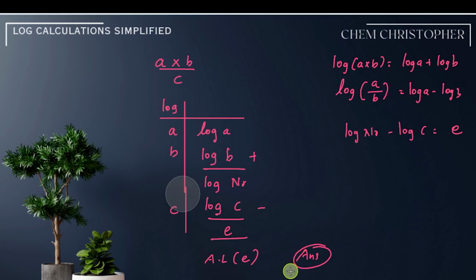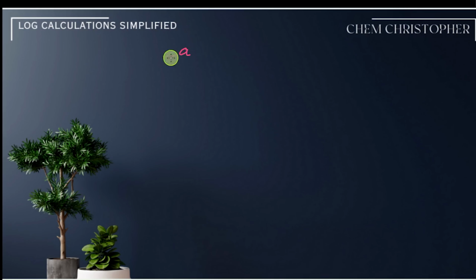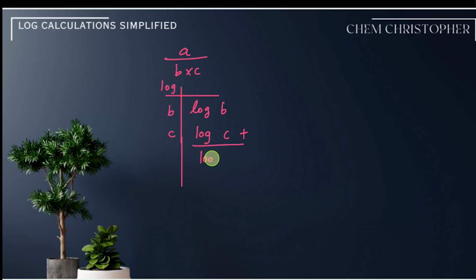Got it? Easy? So if I have a divided by b into c, what should I do? This process is the same. First, wherever you have more terms, you have to simplify it first. Here I have two terms in the denominator, so I'm going to take log value for it. If I take log value of b, I will be getting log b. If I take log value of c, I will be getting log c. Here these two numbers I have to multiply, so what should I do? I have to add it. After adding it, consider I'm getting the answer.